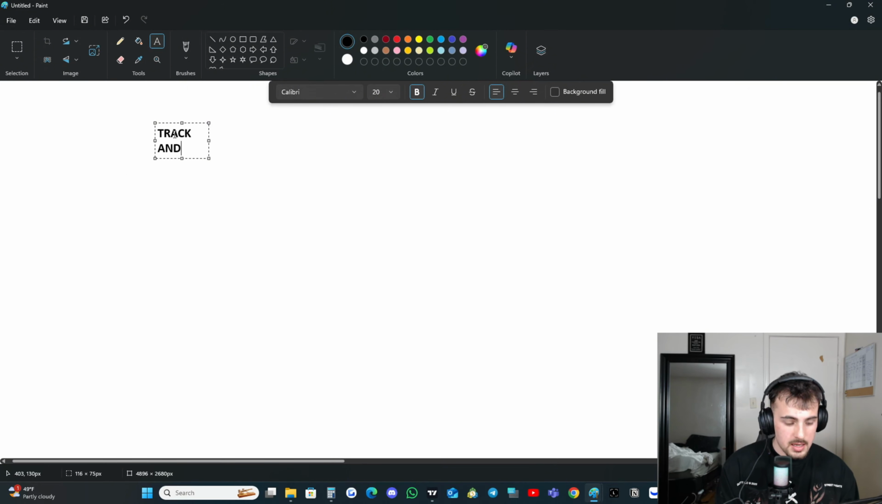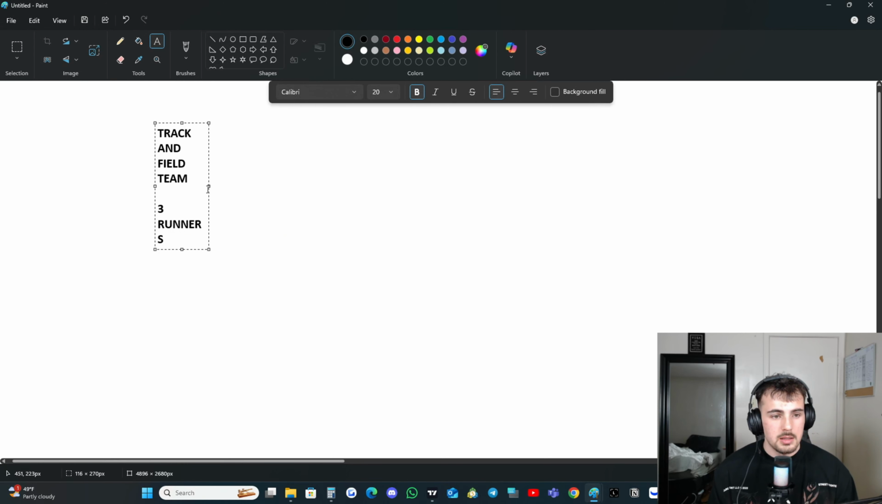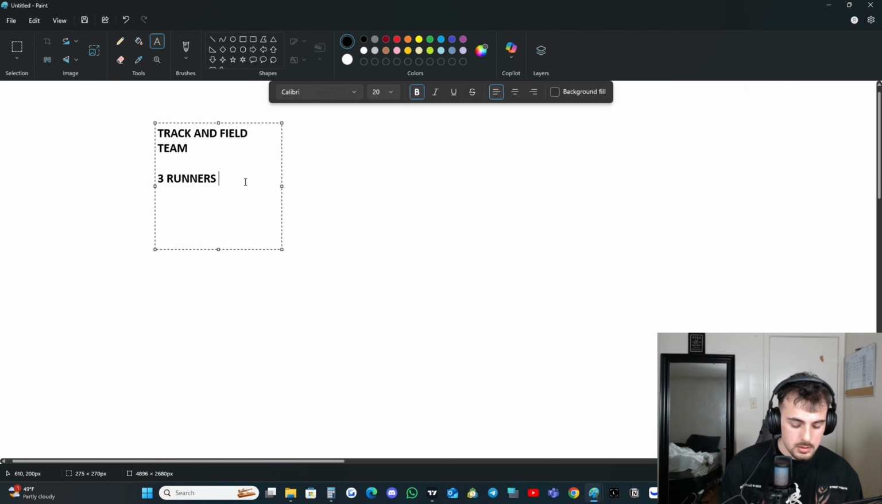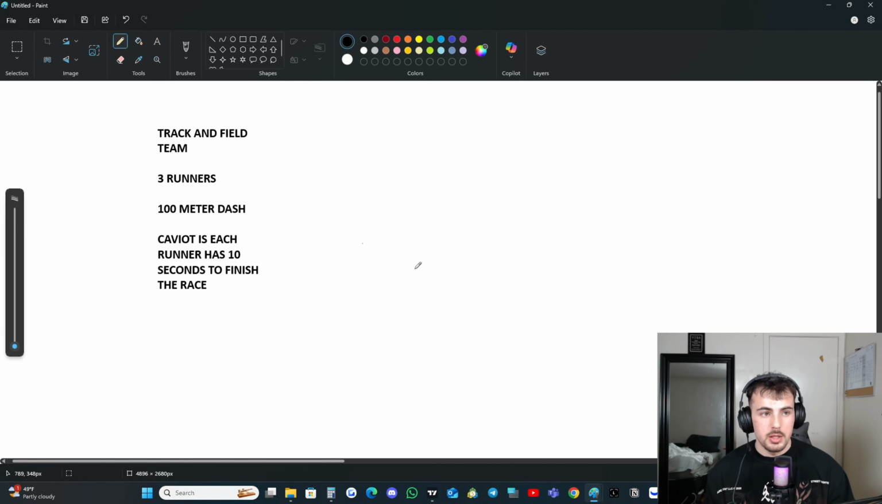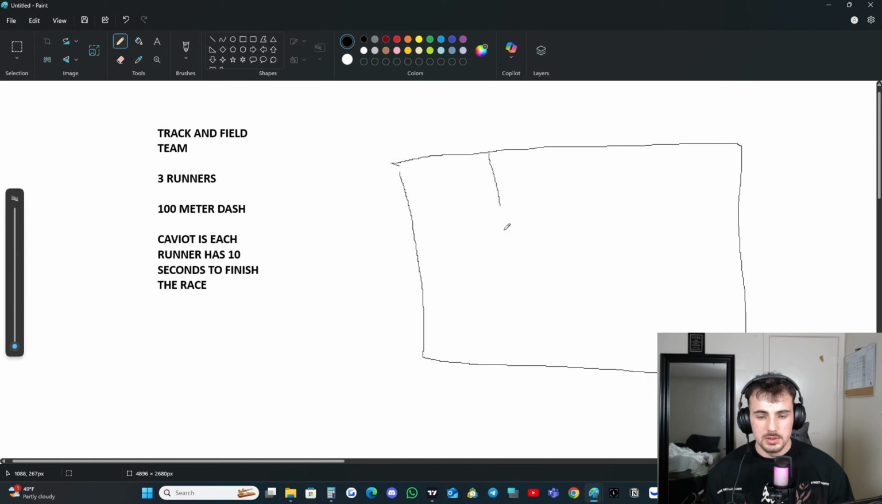Okay, so you have a track and field team, and you have 3 runners, 100-meter dash. Caveat is each runner has 10 seconds to finish the race. Okay, so I'm going to draw a super ugly drawing here. This is the field, and then there's going to be 3 lanes. The runners are going to be showcased by X.